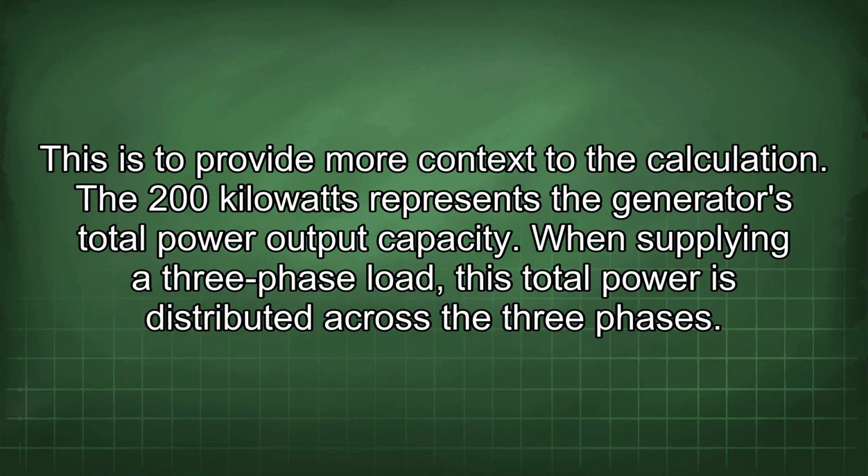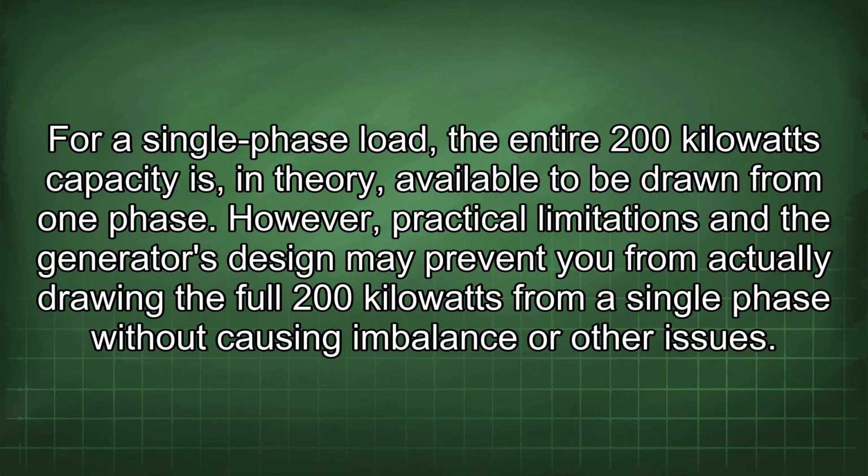This is to provide more context to the calculation. The 200 kilowatts represents the generator's total power output capacity. When supplying a three-phase load, this total power is distributed across the three phases. For a single-phase load, the entire 200 kilowatts capacity is, in theory, available to be drawn from one phase. However, practical limitations and the generator's design may prevent you from actually drawing the full 200 kilowatts from a single phase without causing imbalance or other issues.